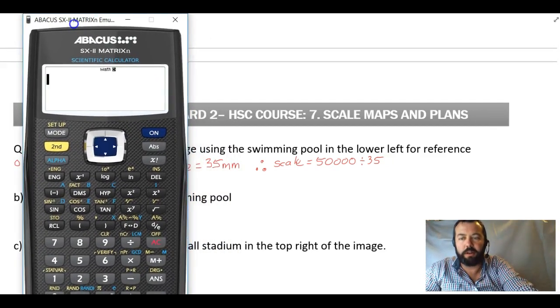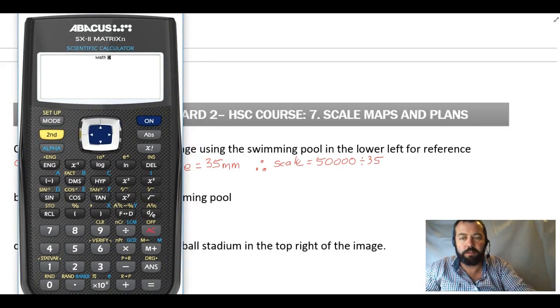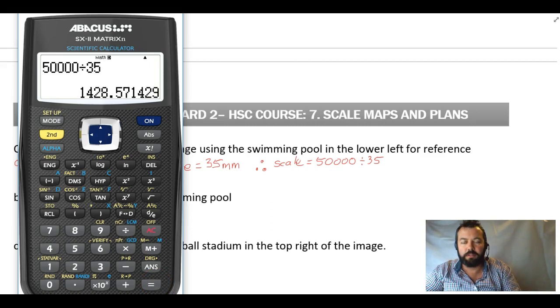Okay, so I'm going to say 50,000 divided by 35 equals. So my scale is about 1,430. It's going to be approximate. Remember that I've measured that as 35 millimeters, but it could have been 35 and a half, or 34 and a half. Two significant figures is being fairly generous with that accuracy, so a scale of 1 to 1,430 is probably more accurate than I really should be.